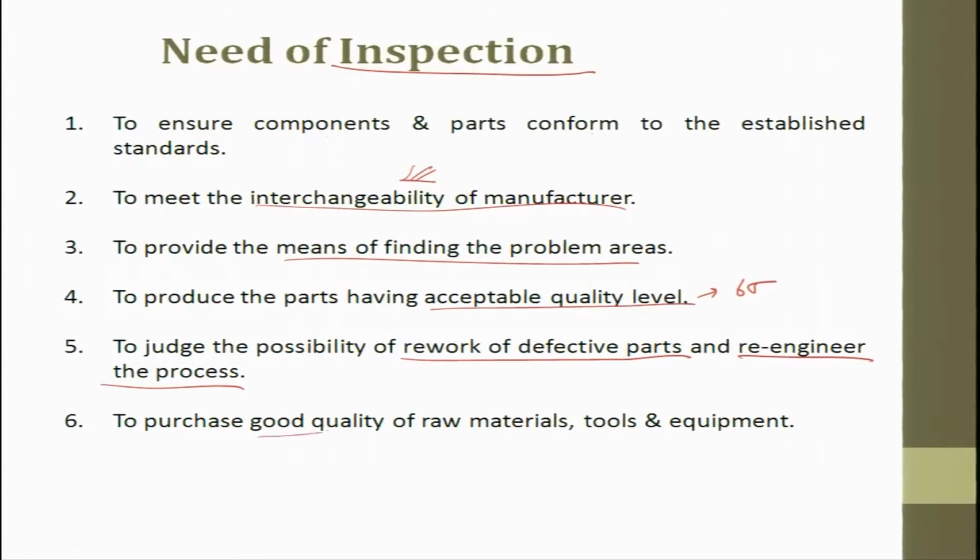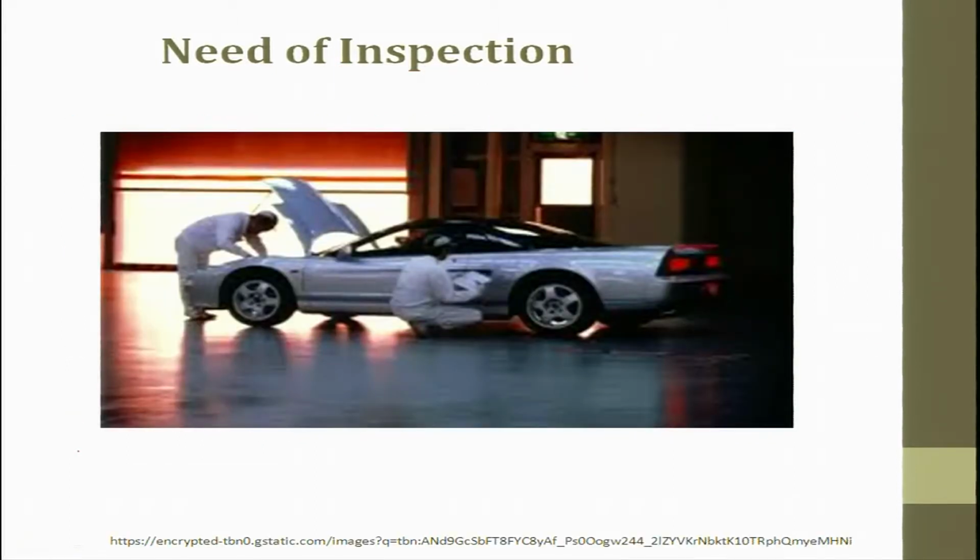To purchase good quality raw materials, tools and equipment, we need to do inspection. So, these are some of the important points which insist that we have to do inspection. Let it be a small product, let it be a pharmaceutical product, let it be a car, let it be a rocket, people try to do different types of inspection. The inspection can be visual, superficial, on the engine, or for checking the tires and their alignment. All these things are called inspection.